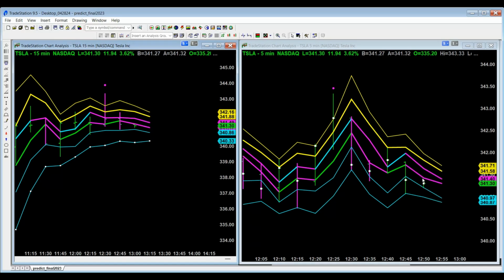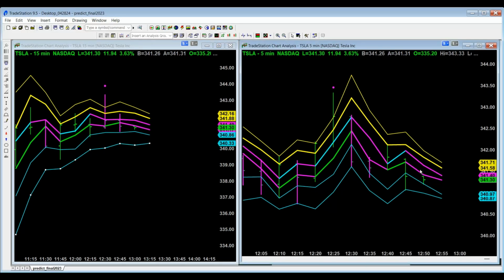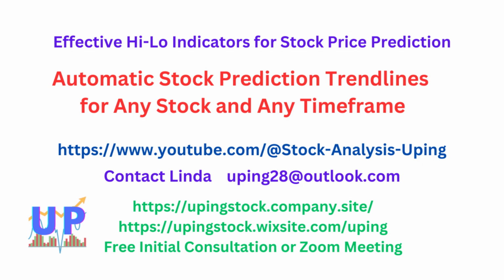And you see on the left side, I already switched to the 15 minutes chart for Tesla. And when this new 15 minutes started, it opened below this red trend line, so it will still have a tendency to drop.